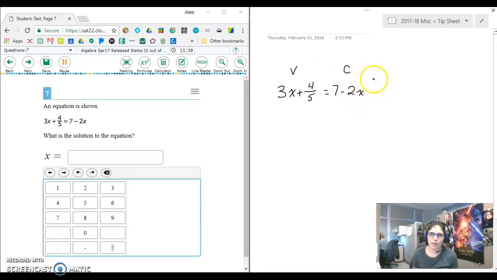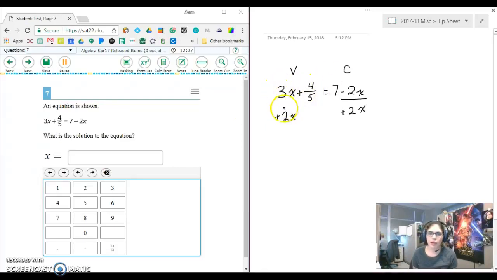So then anything that's not on the correct side needs to be moved over. So I have this minus 2x on the right side, which has a variable, which means that I want to move that to the left side. So since it is minus 2x, I'm going to do the opposite operation and add 2x to both sides. So I'm going to add 2x, and then I'm going to combine like terms.